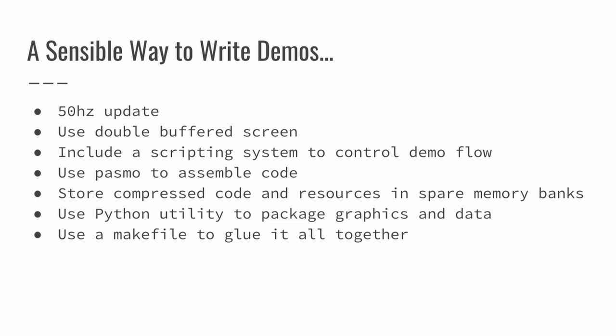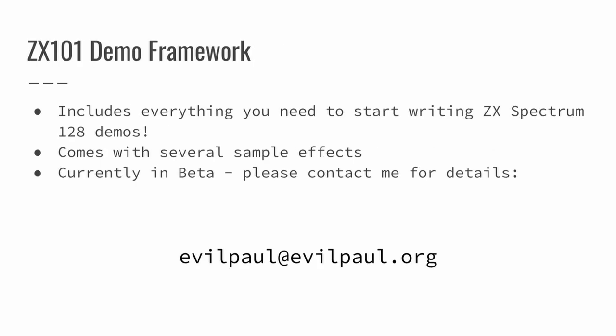We need a scripting system, so we can script the demo flow. We use Pasmo to assemble the code. We'll store the compressed data and resources in the spare memory banks and pull them into main memory as we need them. We'll write some utility in Python to package all the graphics and data together. And we'll use a makefile to glue everything together and sort out all the dependencies. So if you're going to write a demo, that's quite a heavy amount of code to start with. So hopefully that's where I can come in.